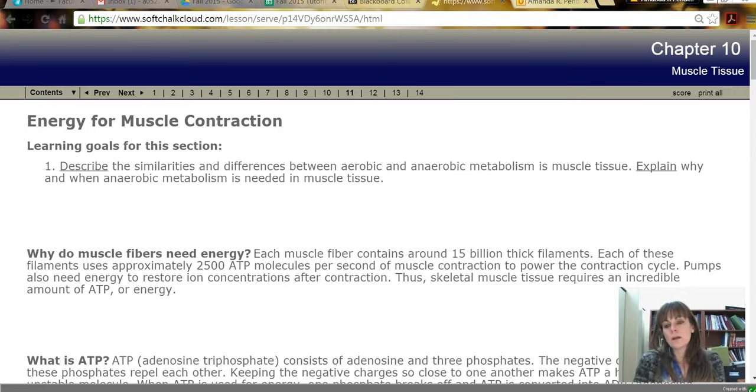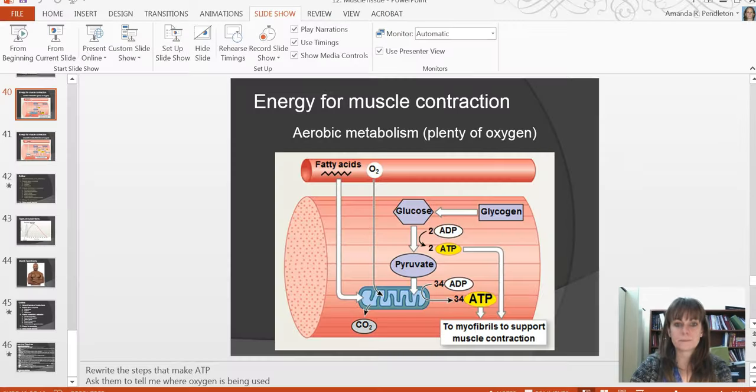Okay, so we mentioned earlier, whenever we were talking about how the myosin heads bind to actin and pull on them, that they burn 1 ATP every time they do that. And so muscles require a great deal of energy. And so at this point we need to talk a little bit more about energy and how muscle cells generate the energy that they need.